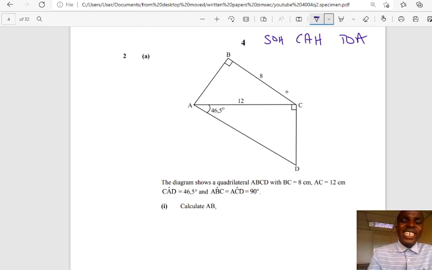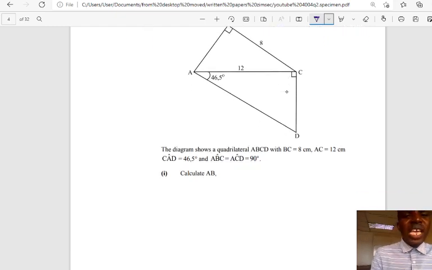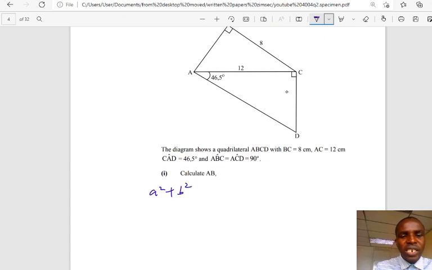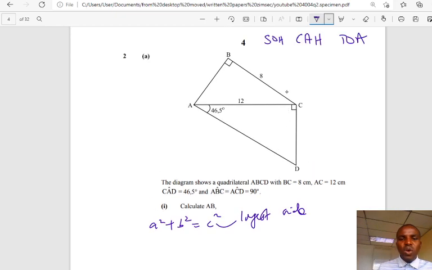AB, we can see it's the side which lies on triangle ABC. And on triangle ABC, we are given the two sides, which is 12 and 8. And we are being asked to find the third side. That one obviously is the Pythagoras theorem. So by Pythagoras, you say a squared plus b squared is equal to c squared, where c is always the longest side or the hypotenuse side, which is 12 in this case, right?